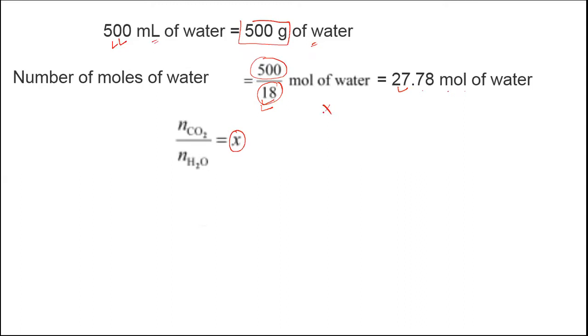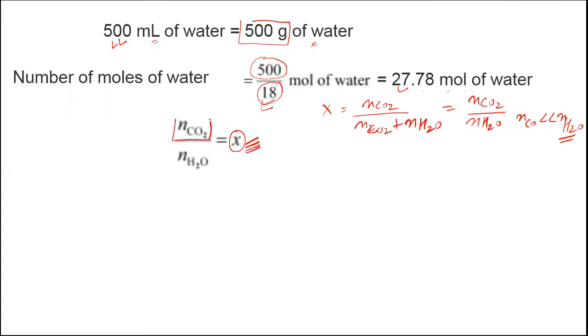Here, this is the mole fraction. The mole fraction formula is N of CO2 upon N of CO2 plus N of H2O. We consider it as N of CO2 upon N of H2O, because the number of moles of CO2 is very less as compared to the number of moles of water. That is why we say here mole fraction is equal to number of moles of CO2 divided by number of moles of water.